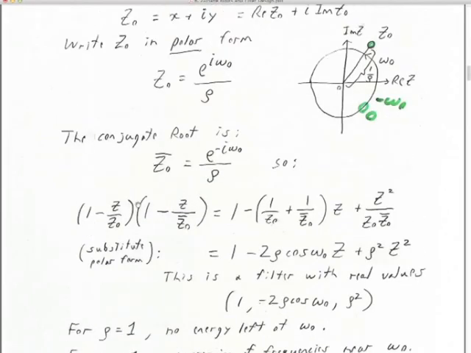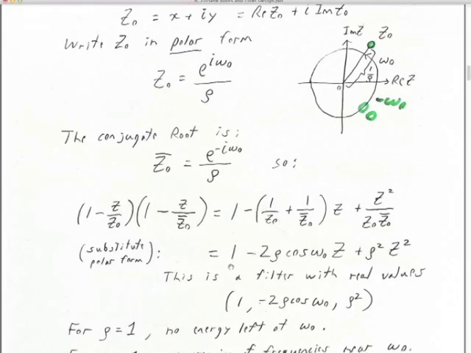Okay, so let's put together the whole filter that's made out of this one root and its conjugate root. Here's the z polynomial for 1 minus z over z naught, and here's the z polynomial 1 minus z over z naught conjugate. So we got the root, we got the conjugate root. You multiply the polynomial out, you get 1 minus 1 over z naught plus 1 over z naught conjugate times z plus z squared times 1 over z naught times z naught conjugate, and then you work through these definitions in terms of the Euler exponentials.